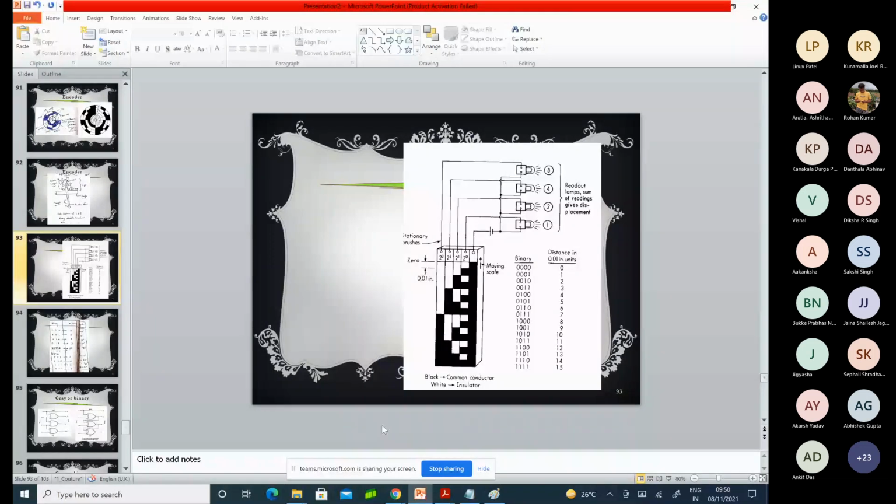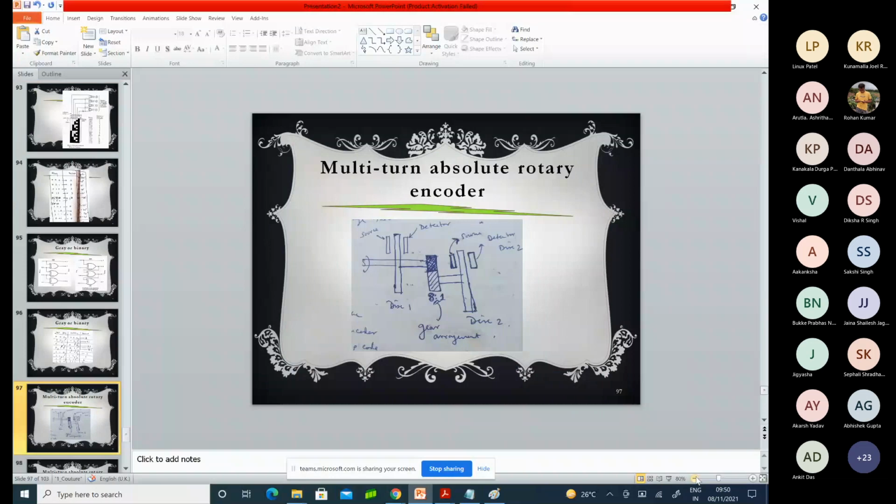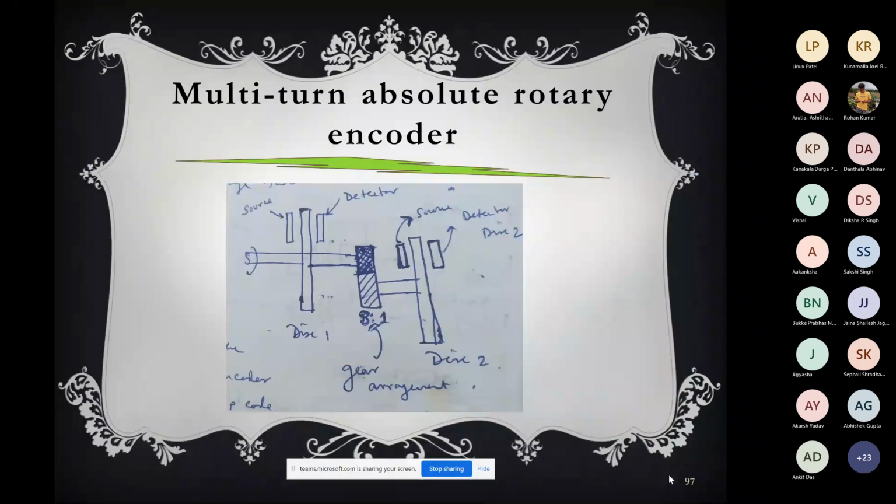So next, we are only reading the encoder. Another thing I forgot to mention is the multi-turn rotary encoder. I mentioned that it can measure 0 to 360 degrees. This is called the multi-turn absolute rotary encoder. So far we have discussed that the angular position we want to measure is within 360 degrees. But what happens if we want to measure angular displacement which is more than 360 degrees?